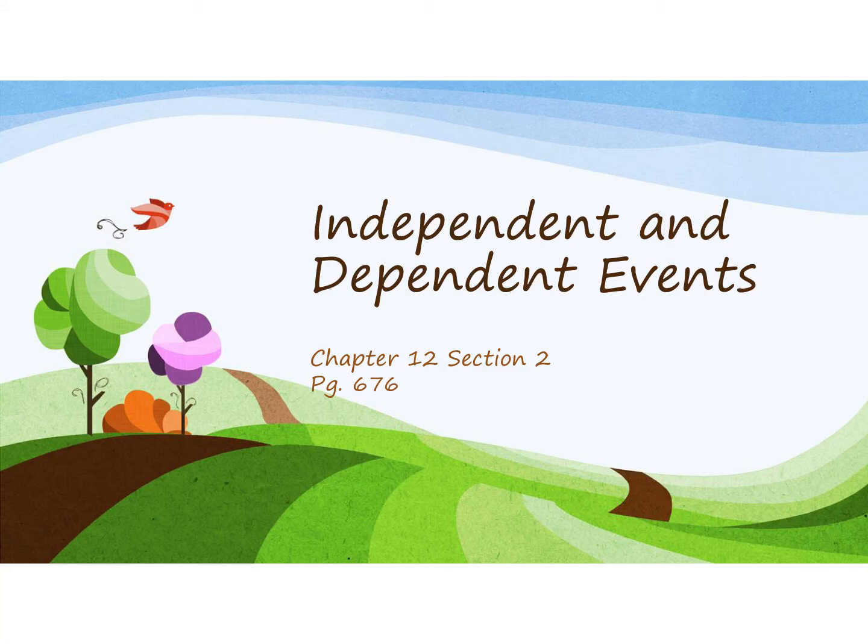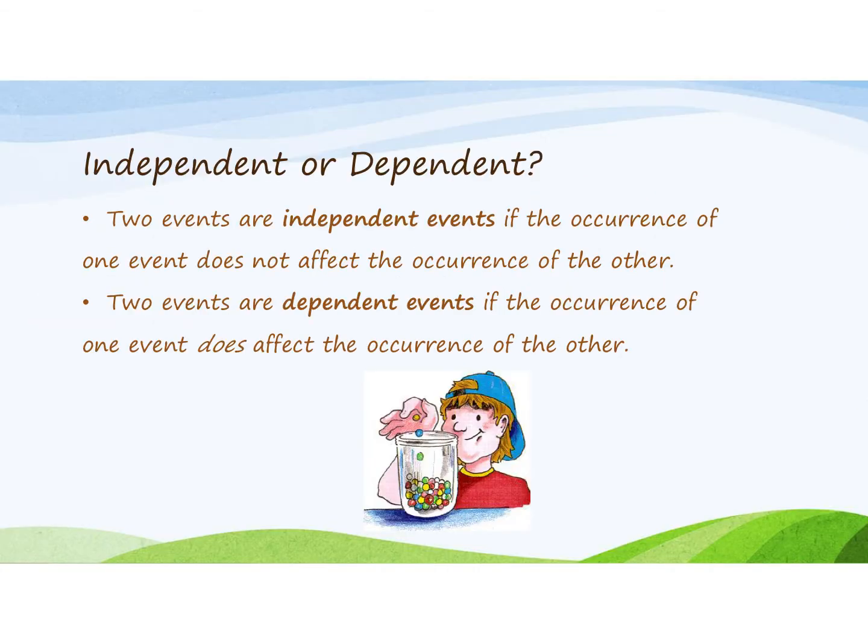So today we're going to cover section 2, and we're going to talk about independent and dependent events. First we need to define what it means to be an independent event versus a dependent event. Two events are independent events if the occurrence of one event does not affect the occurrence of the other.